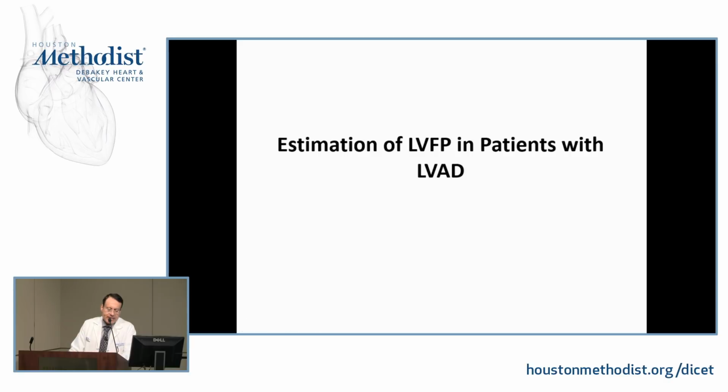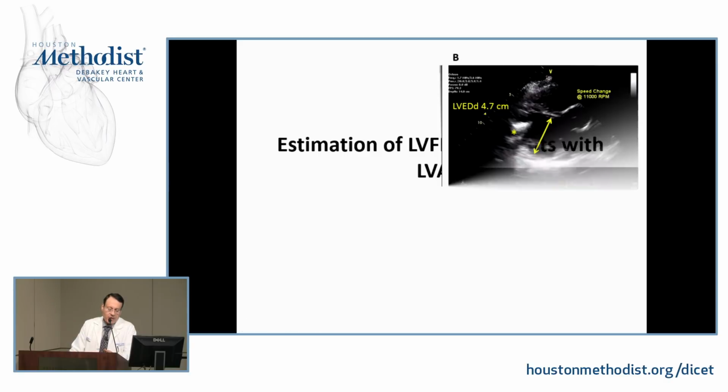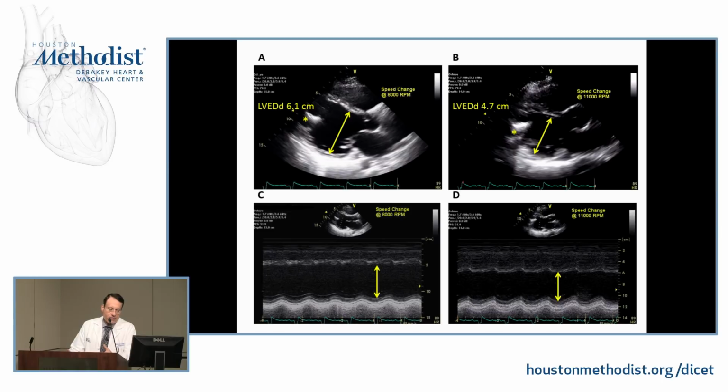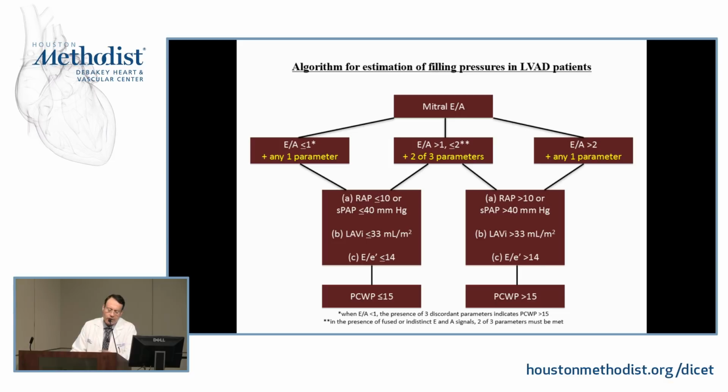Left ventricular assist device patients, we see them increasingly, and the effect of the LVAD obviously is to produce reverse LV remodeling with a decrease in ventricular dimensions, which you can reliably measure in parasternal views, and if you can do volumes, it is possible. This is an algorithm that was developed with Dr. Estep and his team, starting again with mitral inflow, and then looking at RAP, PA systolic pressure, LA volume index, and E to E prime ratio.